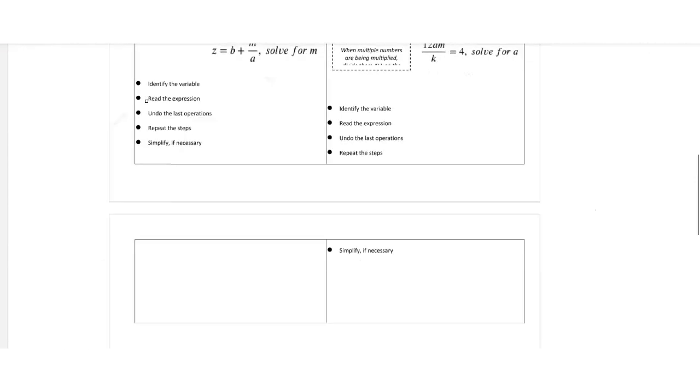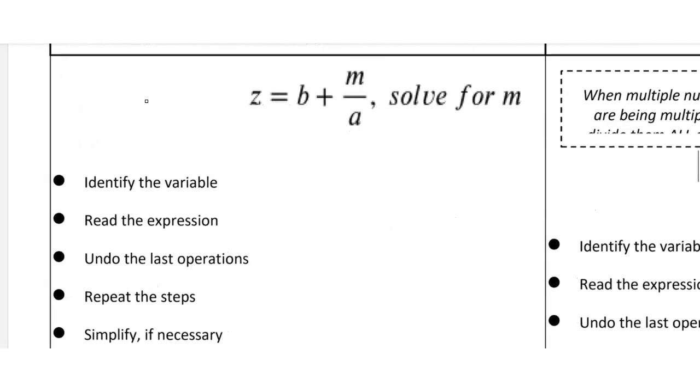Okay, let's look at this next one. It's a little bit different. For this one, we are solving for m, so we're identifying our variable. Now let's read the expression beginning with the variable. We've got m, we're dividing it by a, and then we're adding b.